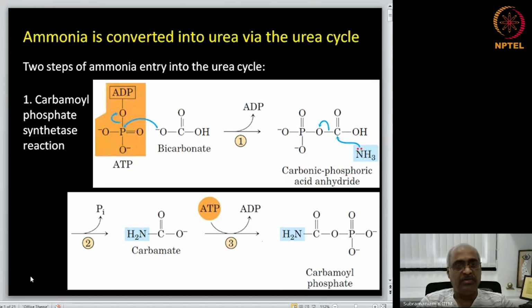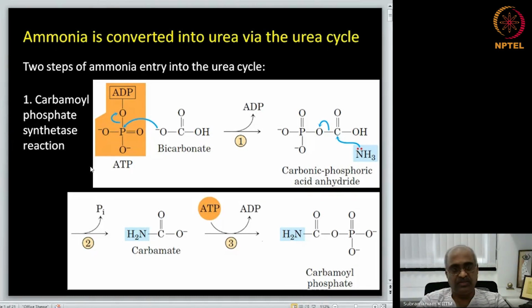So today what we are going to do is look at how this ammonia is excreted. As we have already discussed, ammonia is toxic and it needs to be immediately excreted. The process by which it's excreted in mammals like us is via the urea cycle, and the urea cycle is the only way of nitrogen excretion that we are going to learn in this course. There are two steps by which ammonia enters this cycle.